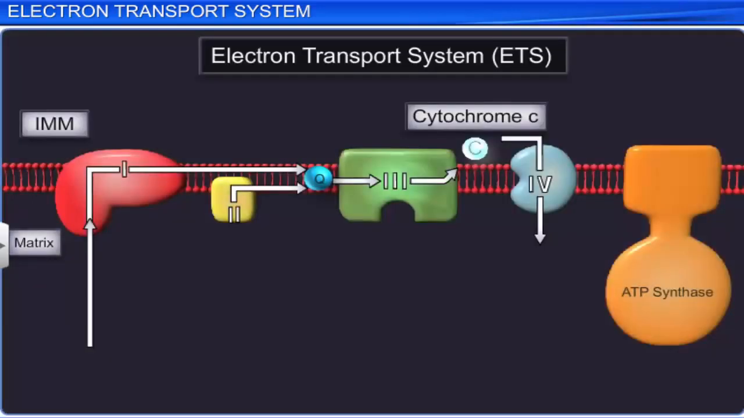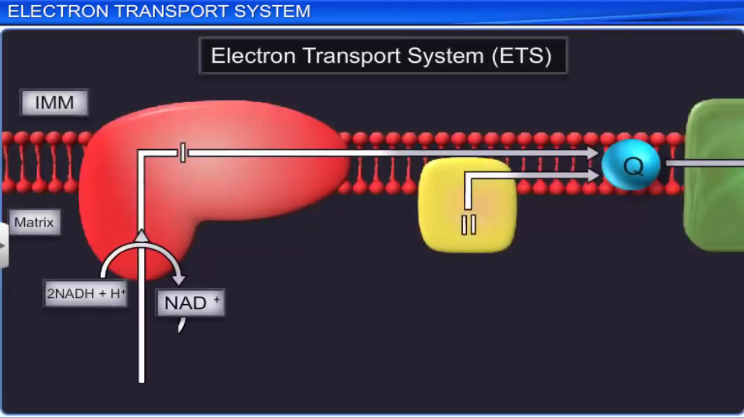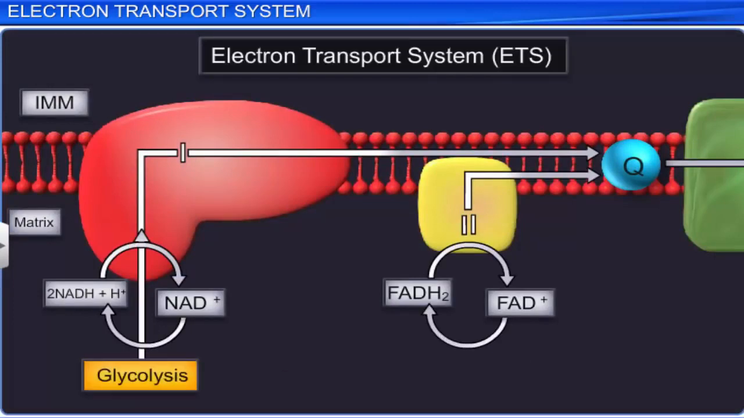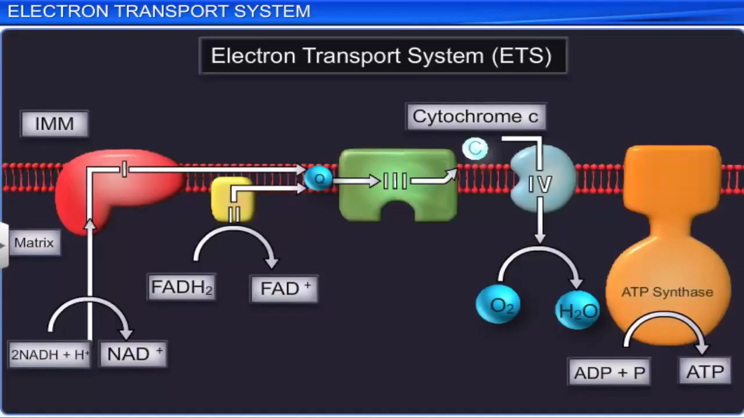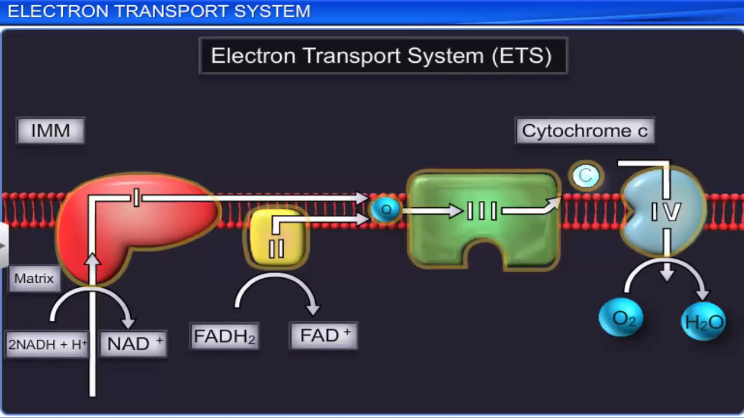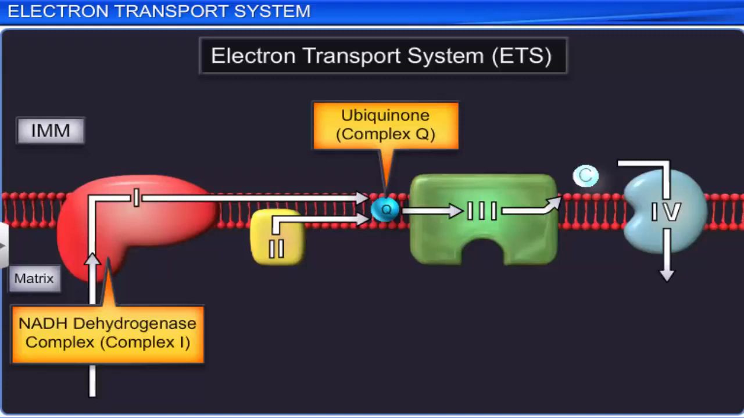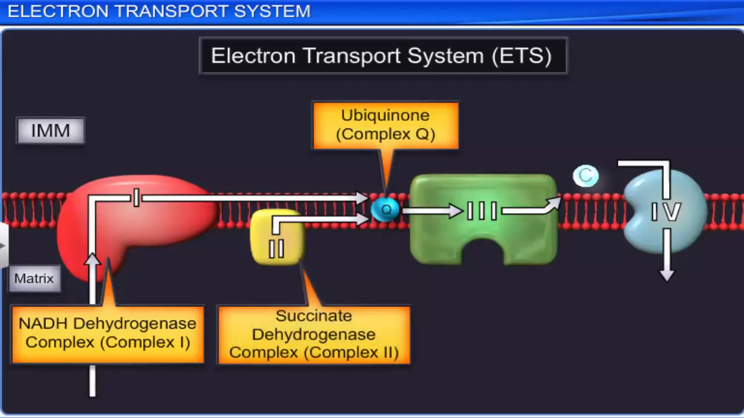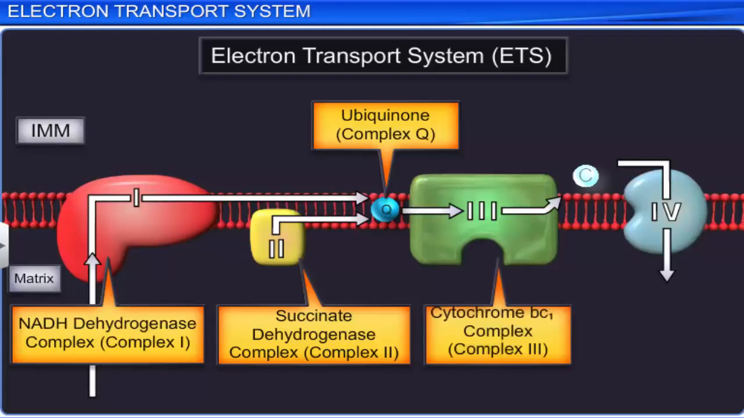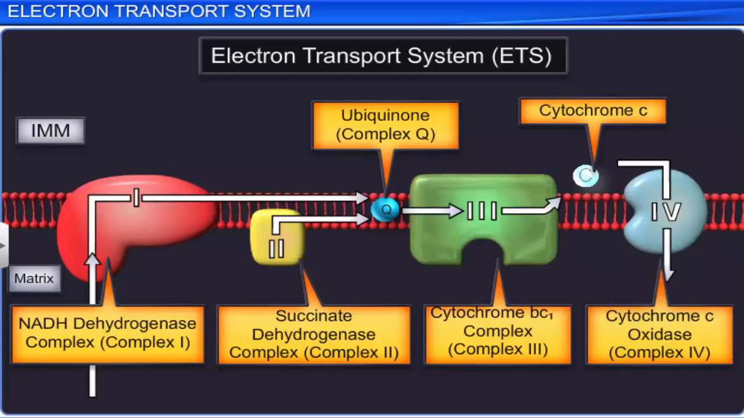ETS serves 3 important functions in aerobic respiration. It regenerates the oxidized form of coenzymes to be used in glycolysis and the Krebs cycle. It transports 2H+ and 2 electrons to oxygen, and it utilizes the energy of the coenzymes in the production of ATP. ETS comprises several electron carriers that include NADH dehydrogenase complex or complex 1, ubiquinone or complex Q, succinate dehydrogenase complex or complex 2, cytochrome bc1 complex or complex 3, cytochrome c, and cytochrome c oxidase or complex 4.